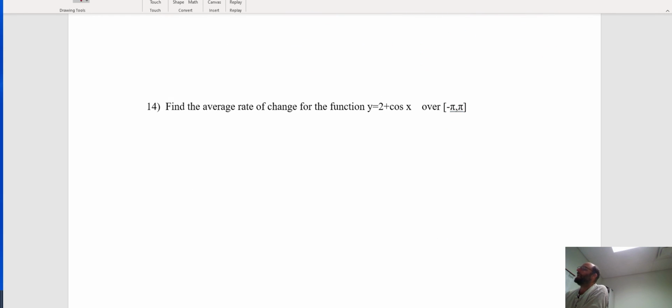Another average rate of change. So one thing I want to point out, look at how many average rate of change and slope questions are on this test. Quite a few. If I modify in any way, shape, or form, I'll be adding more of those. That's the most important concept here for this exam for you folks.